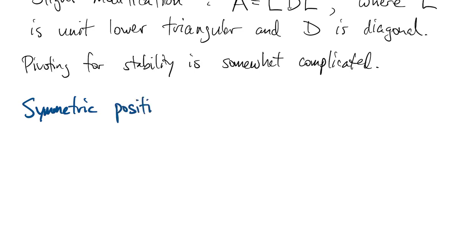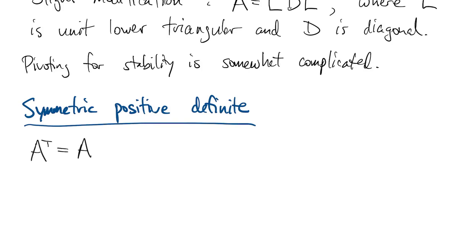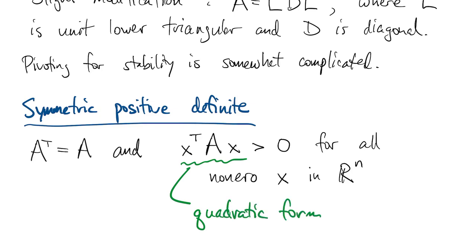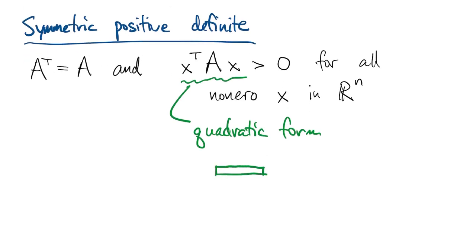And that's a symmetric positive definite matrix. A symmetric positive definite matrix is symmetric, and then it has another property as well. The number x transpose A times x is positive for all non-zero vectors x. This product is called a quadratic form. Since x is a column vector, it has the form of row times square times column, and that's 1 by 1, so it's a scalar.